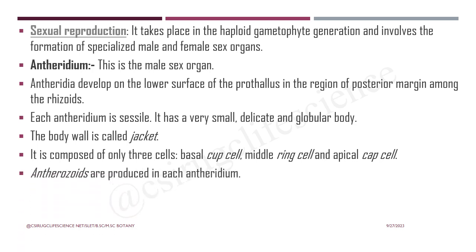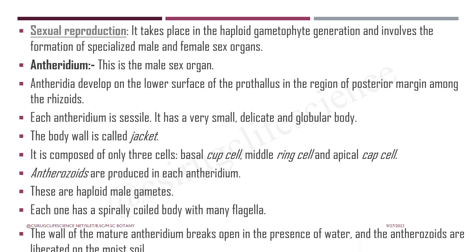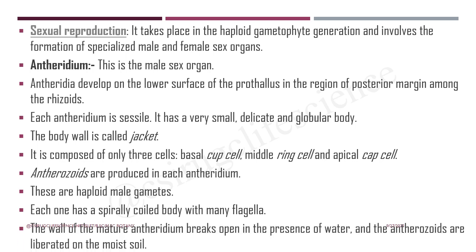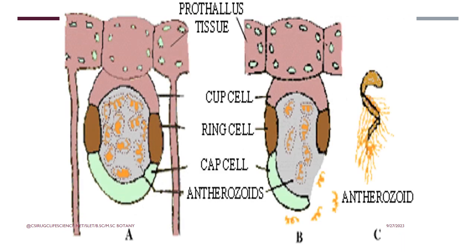Antherozoids are produced in each antheridium. These are haploid male gametes. Each one has a spirally coiled body with many flagella. The wall of the mature antheridium breaks open in the presence of water and the antherozoids are liberated on the moist soil. This is the structure of antherozoids.